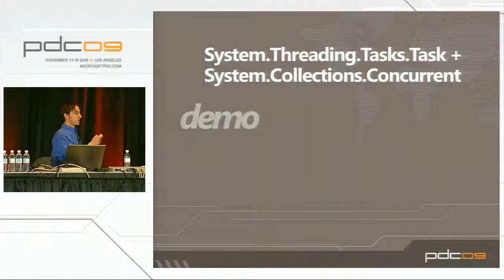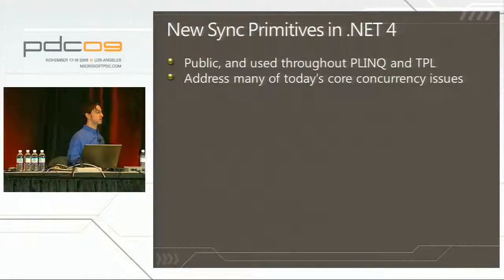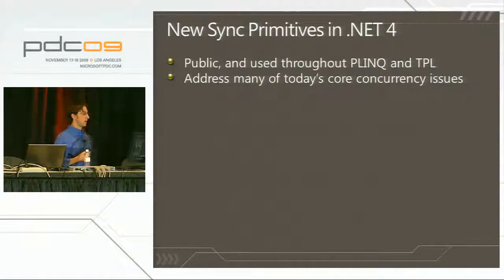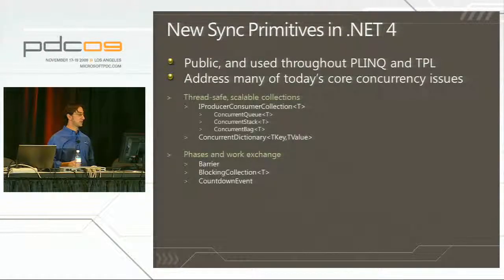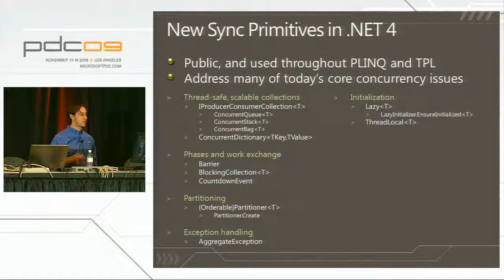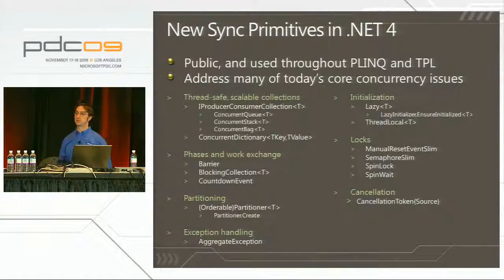So I didn't actually demo the concurrent collections, but I will point them out. I mentioned we have all these synchronization primitives that we've added in .NET 4, most of which came about because we actually needed them internally. It's sort of a laundry list here, so I won't walk through all of them. But you can get a sense for the amount of work that was done and the amount of new primitives that are available to you to use.